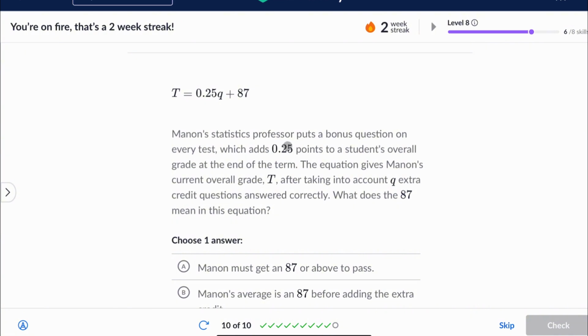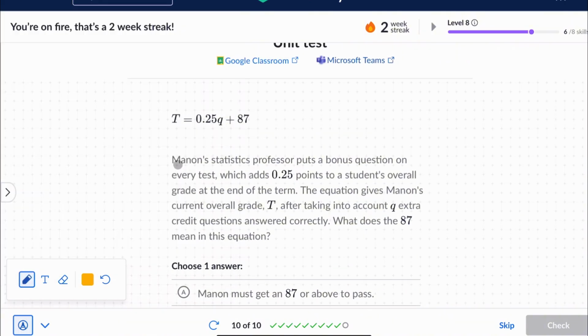Manon's statistics professor puts a bonus question on every test, which adds 0.25 points to a student's overall grade at the end of the term. The equation gives Manon's current overall grade T after taking into account Q extra credit questions answered correctly. What does the 87 mean in this equation?